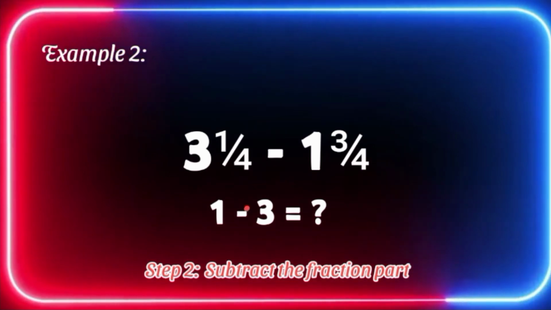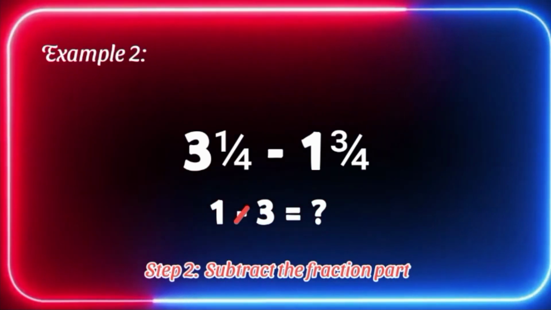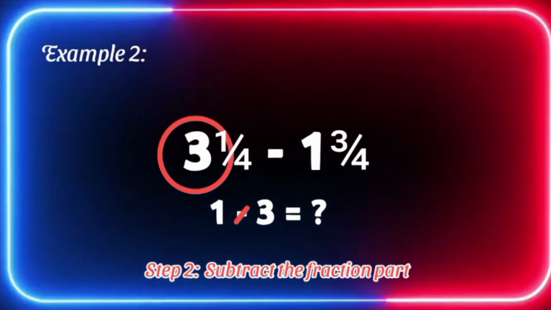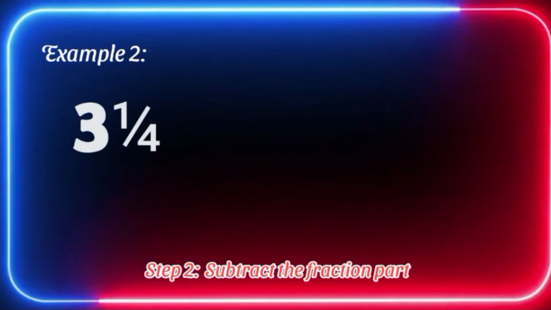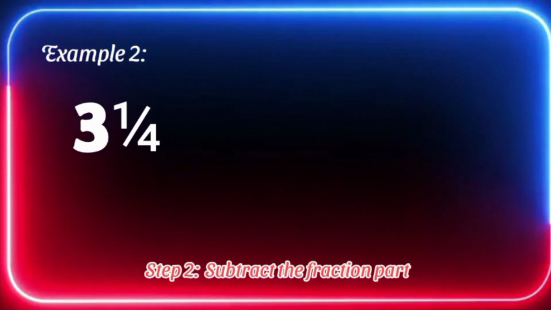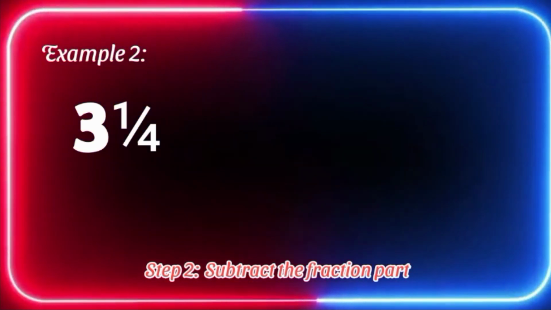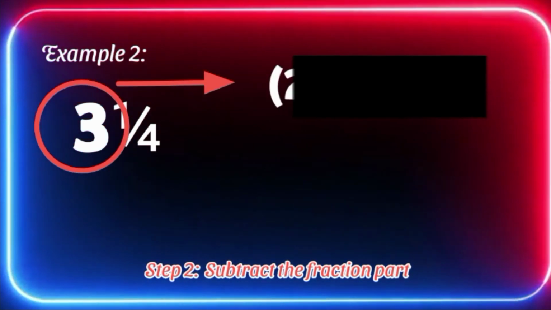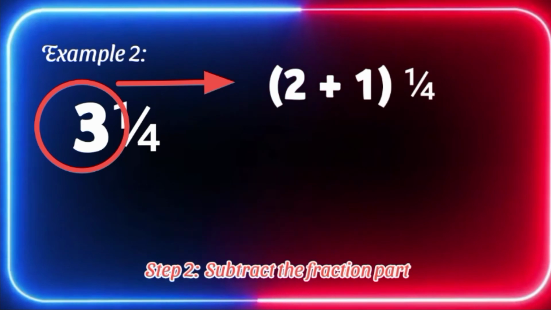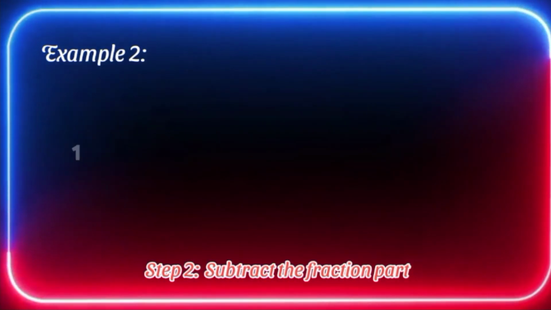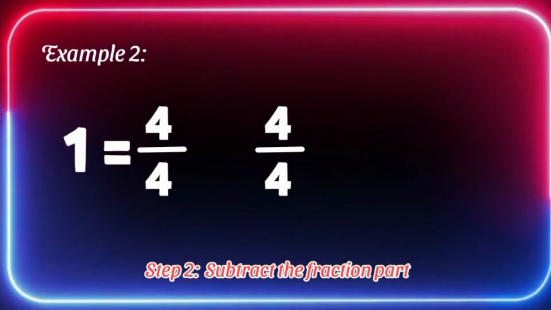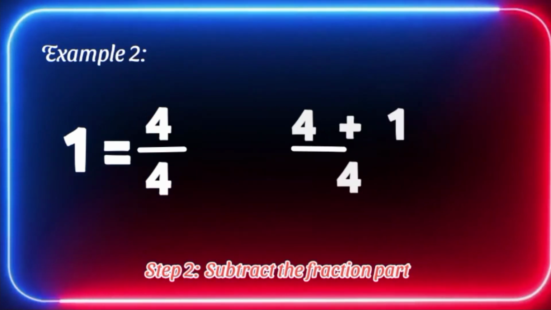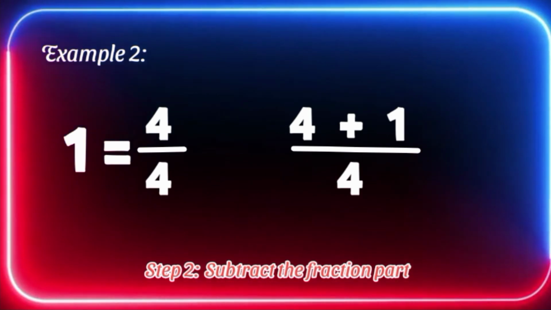Since we cannot take 3 away from 1, we need to borrow a whole from the first fraction. Given 3 and 1/4, let us borrow a whole. Let us follow the steps. First step, we write 3 wholes as 2 wholes plus 1 whole. The borrowed whole will become 4/4 added to 1/4, or you can simplify it as 4 plus 1/4.